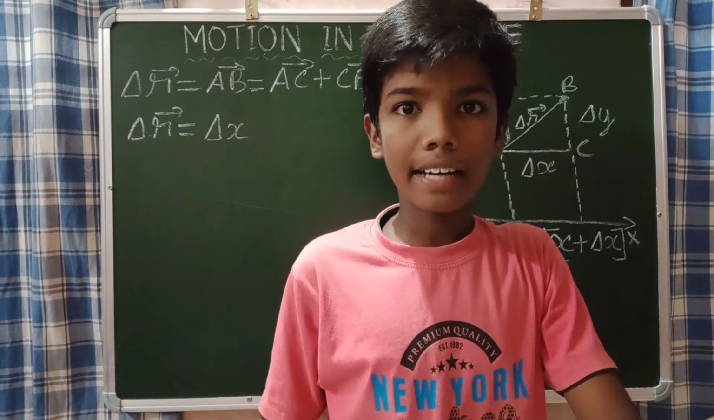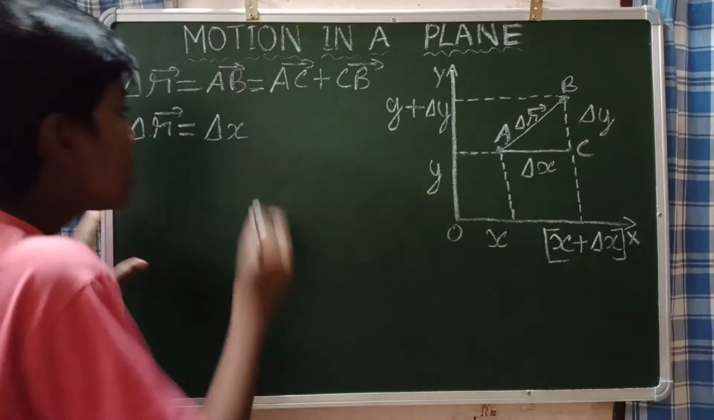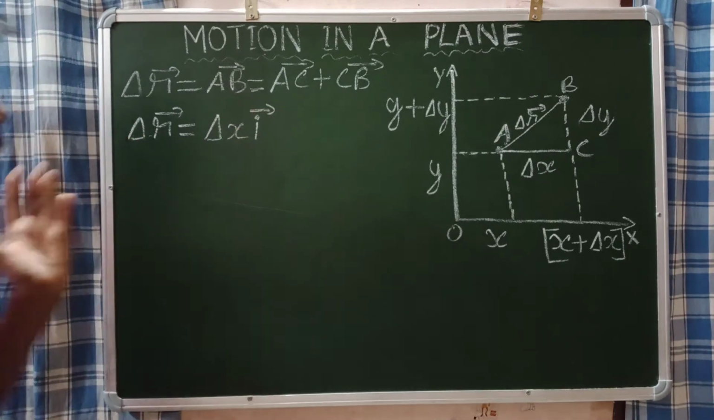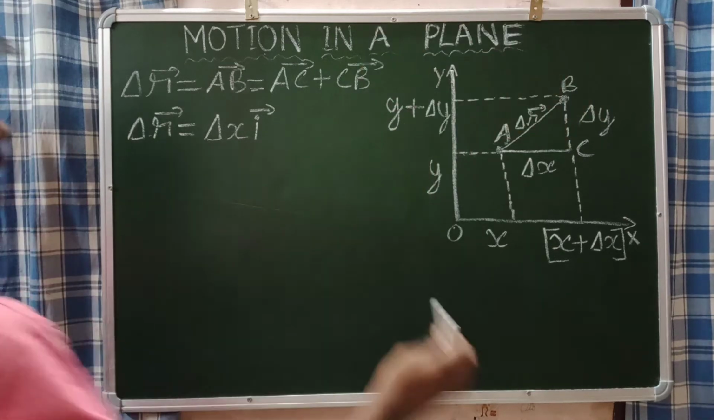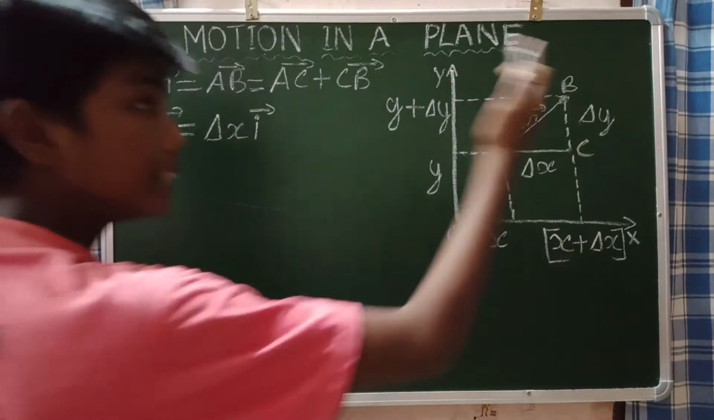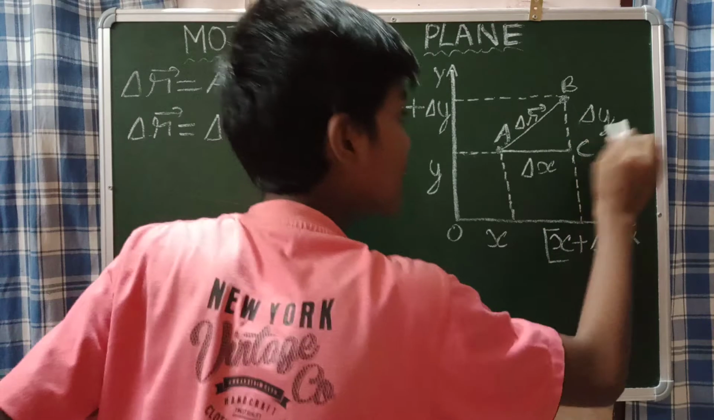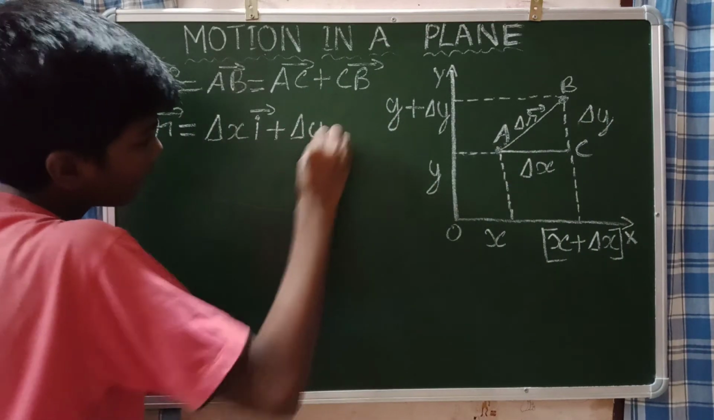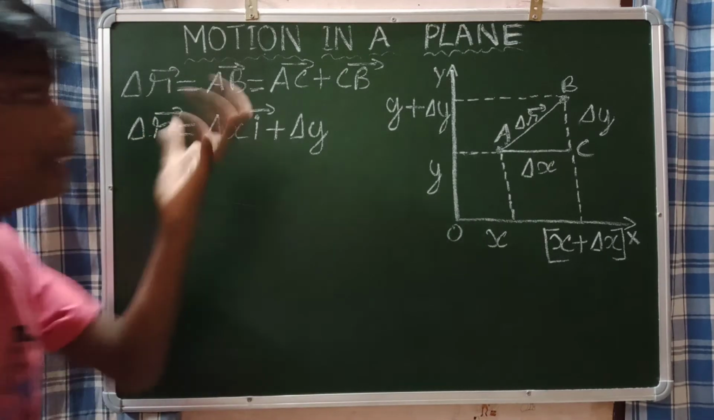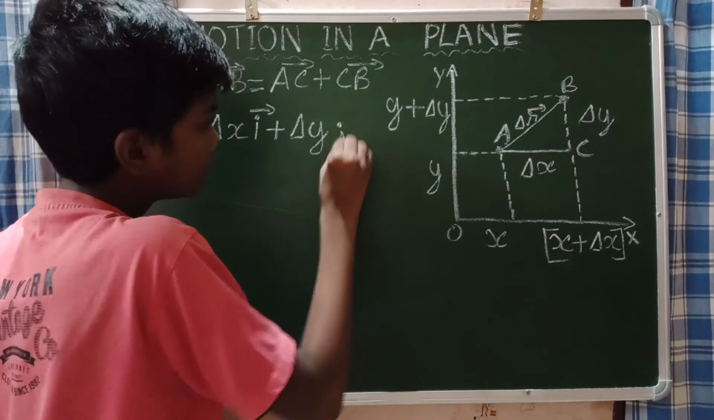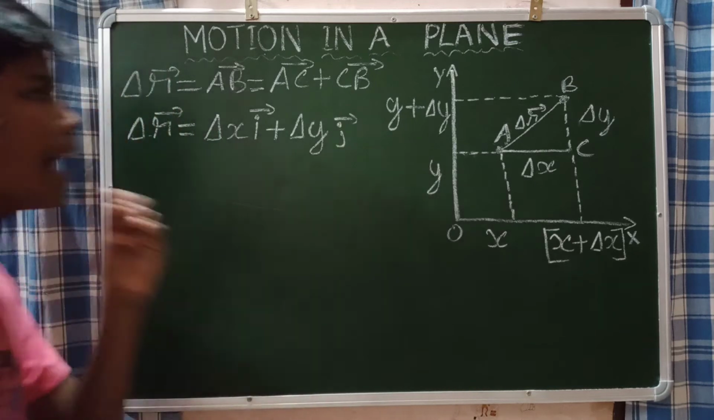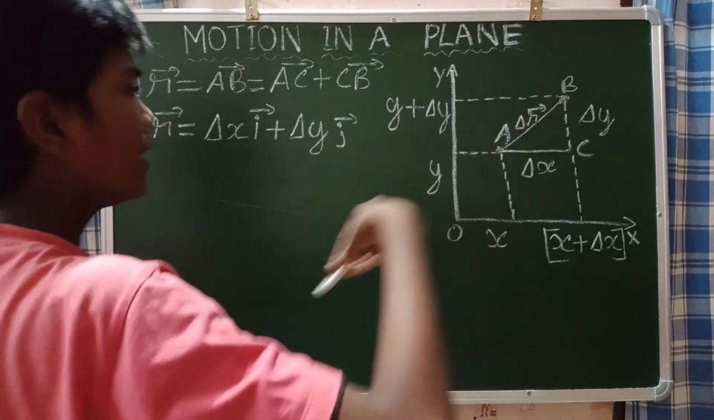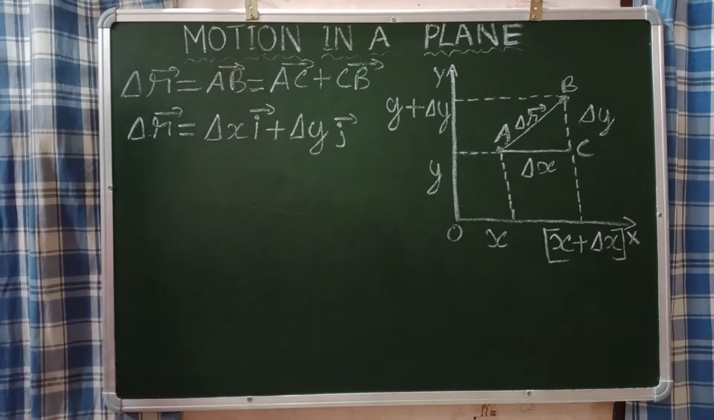Delta x, i unit vector. That is the main concept, guys. And the CB vector is delta y, because CB represents the delta y only, plus delta y j unit vector. All will have one doubt. All know that this AC is delta x and CB is delta y. Then why am I representing this with i and j unit vectors?